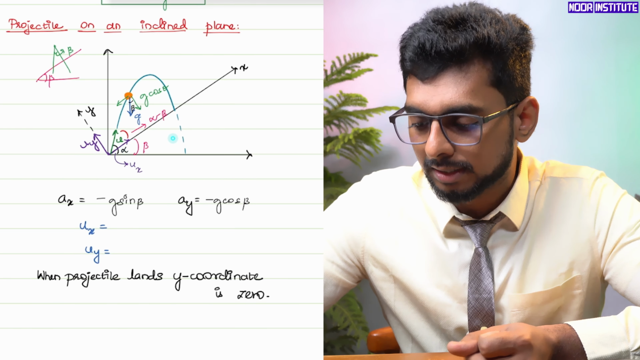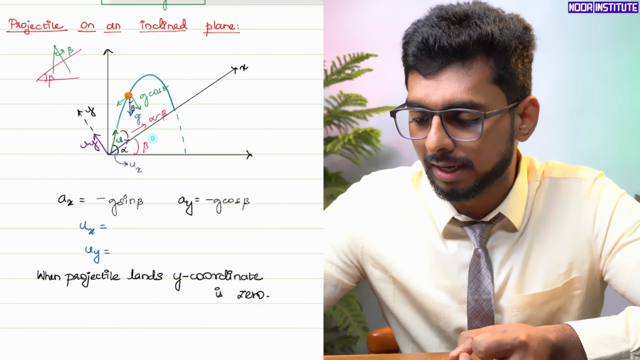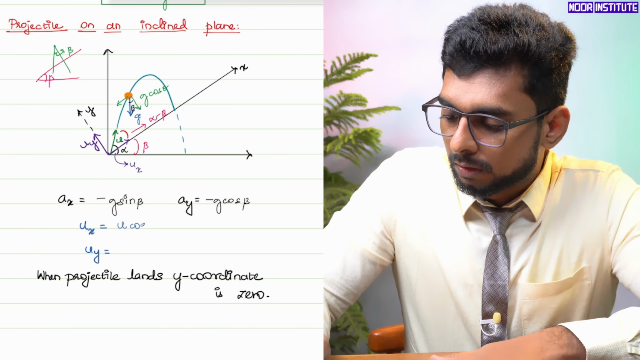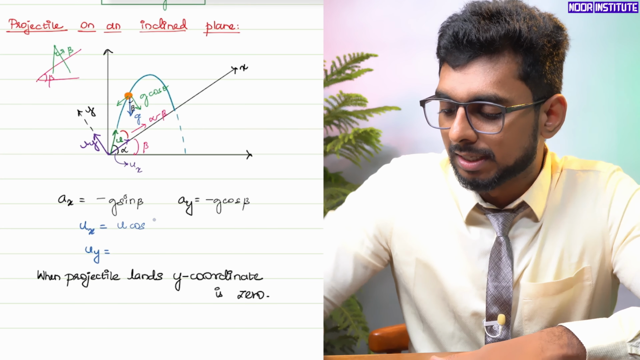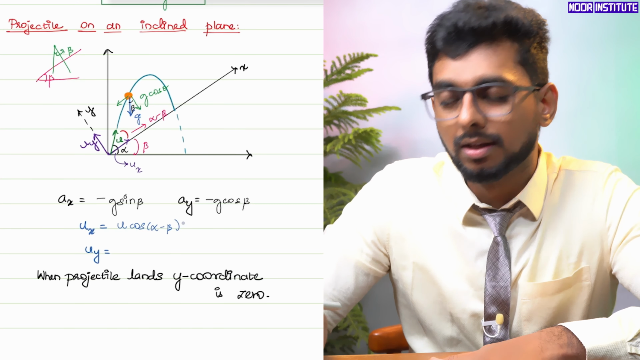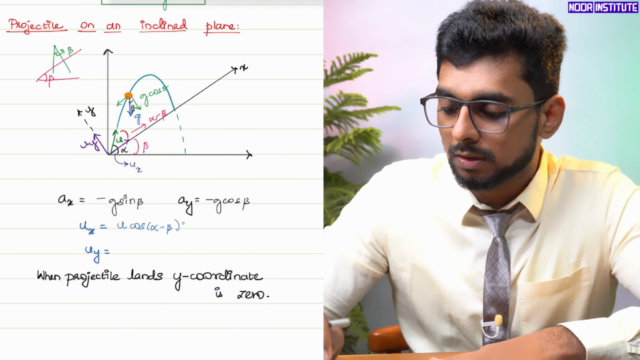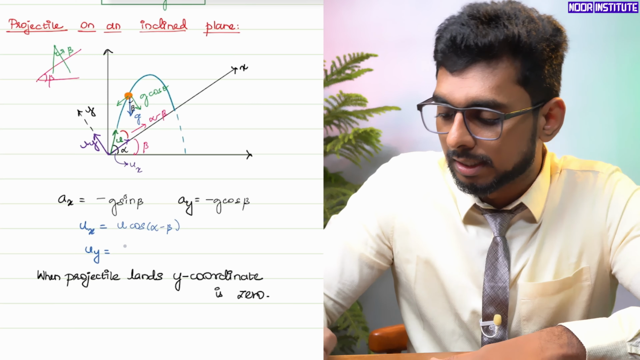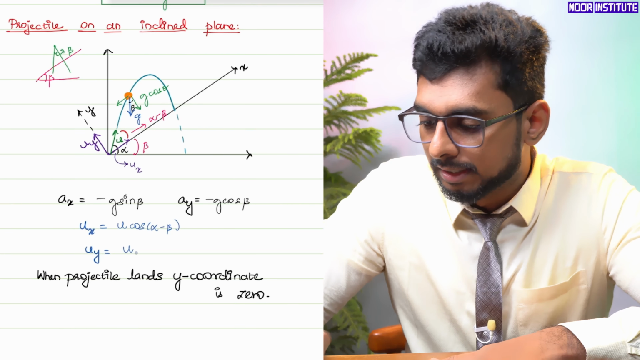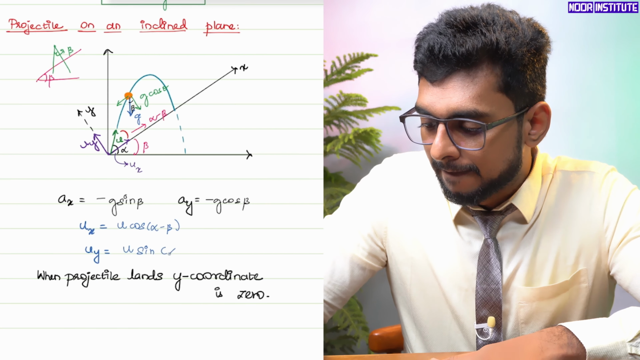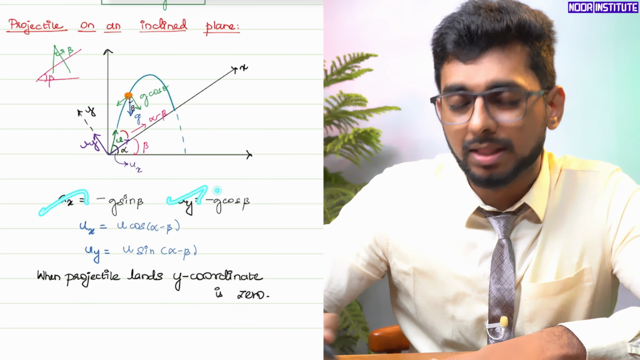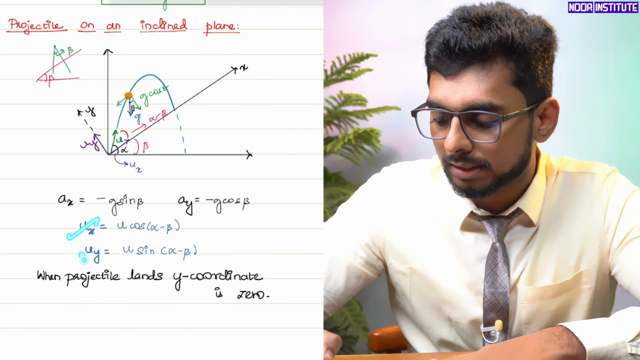Let me consider the initial velocity to be u, therefore the initial velocity along the x, ux, will be u cosine alpha minus beta. The same logic that we have seen with the projectile. So that's the initial velocity ux. Next you'll have the initial velocity along uy, which is u sine, since the perpendicular component is sine, therefore sine alpha minus beta. So now I have found ax, ay, and the initial velocities ux and uy, right?